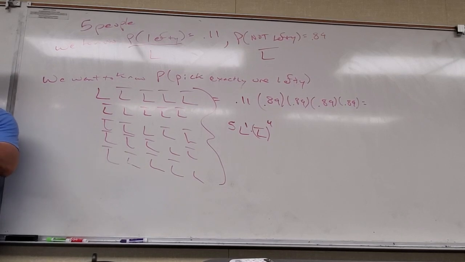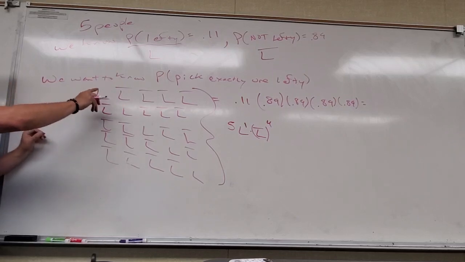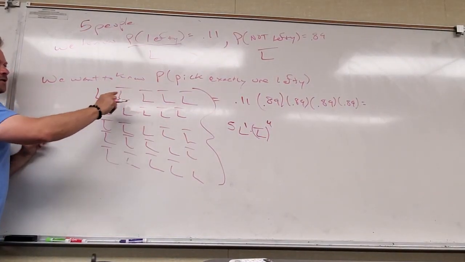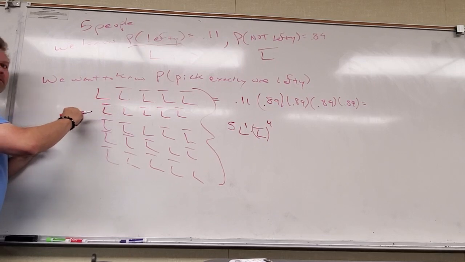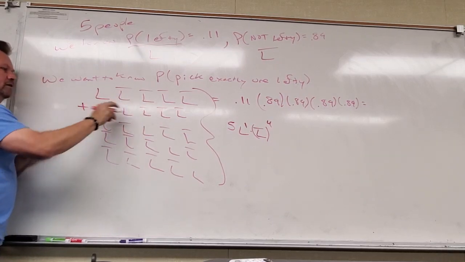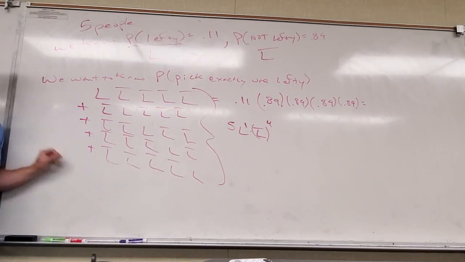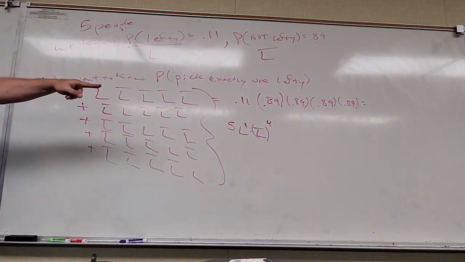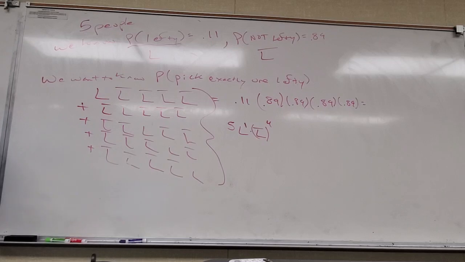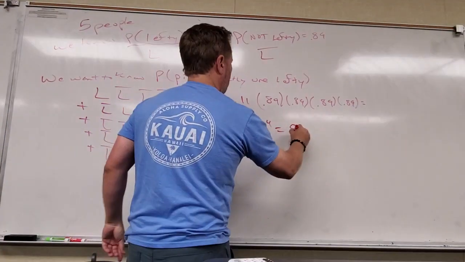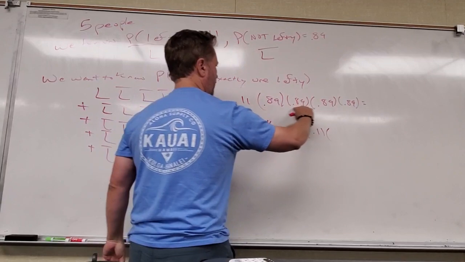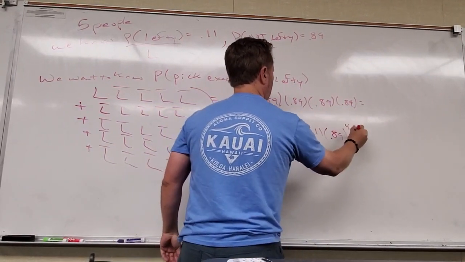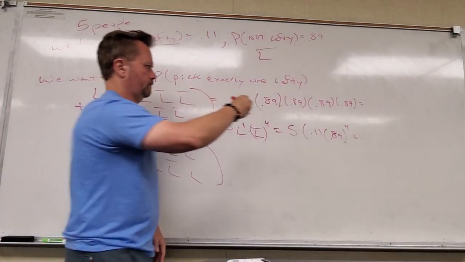Where did number 5 come from again? And does that make sense? How can I get exactly one left-handed person? I could do it this way, or this way, or this way, or this way, or this way. 1, 2, 3, 4, 5 of those. Okay, I love it. All right, so now I can actually figure this out. This would be 5 times 0.11 times 0.89 to the 4th. Somebody help me out. What is that?